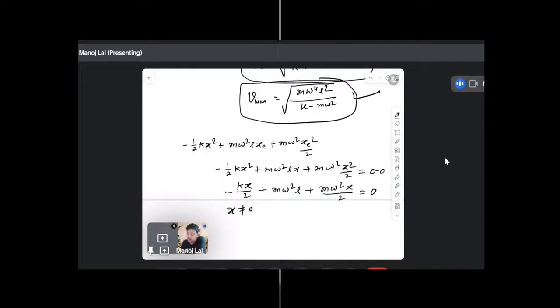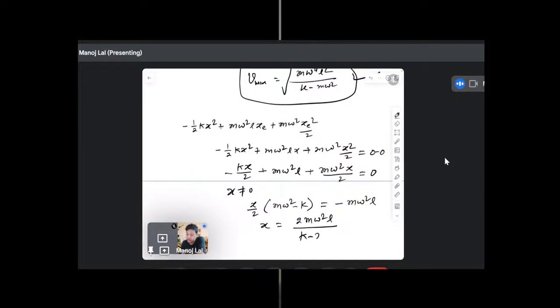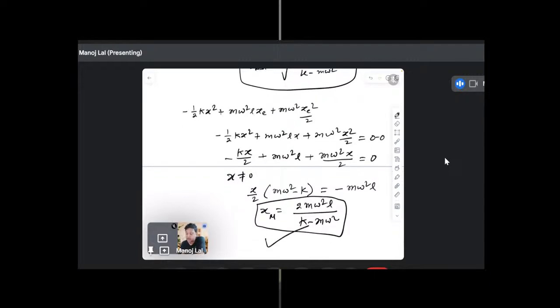Then let me take x by 2 common, then it will be m omega square minus k, and I put this other side, m omega square l. So x is equal to 2m omega square l upon k minus m omega square, and this will be x maximum, because this is the x I got by considering the change in velocity is 0. So you got this thing.